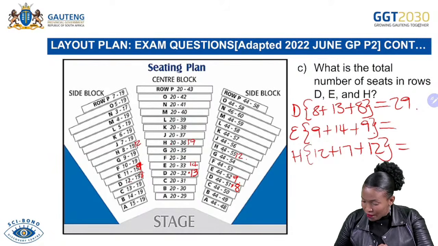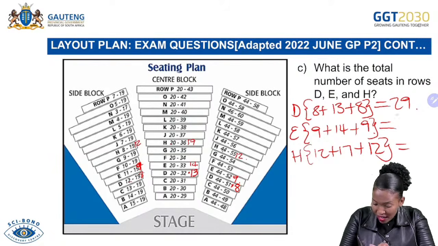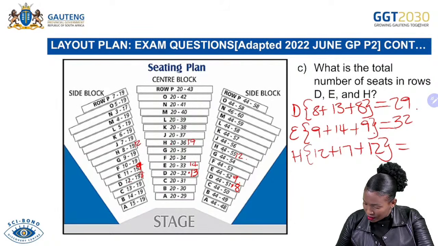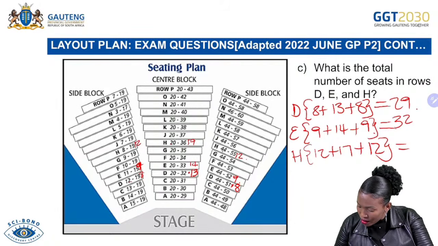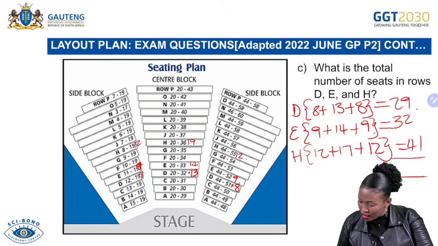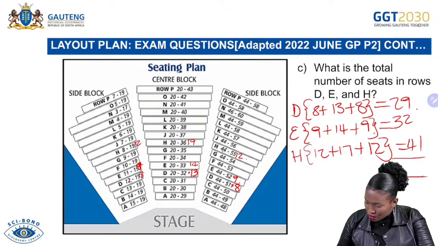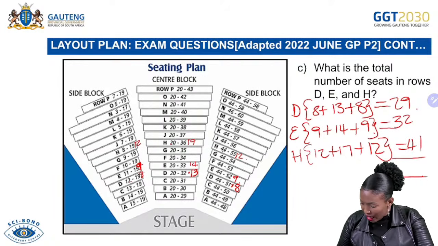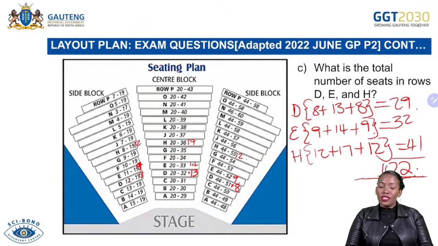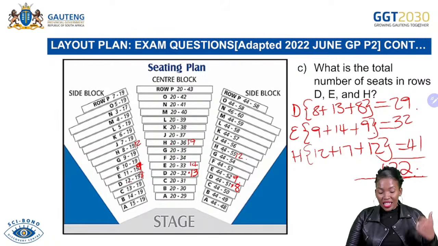18 plus 14. So guys, do you see that if you don't have your calculator, you are not surviving this one? 24 plus 17. Where's the delete? Plus 17. It is 41. So now the grand total, it is 41 plus 32 plus 29. What is the final answer? It is 102. So that is the total number of seats in rows D, E, and H.